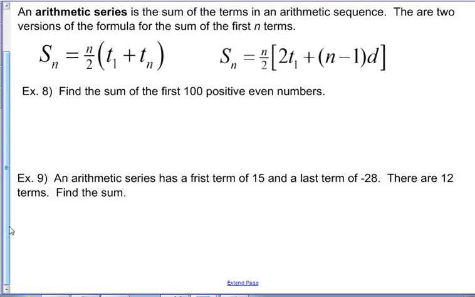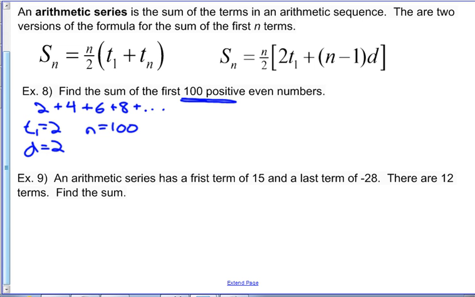Find the sum of the first 100 positive even numbers. So let's start writing them down. 2, and then we'd add on 4, and 6, and 8, and so on. In this series, we know that T1 is 2. The common difference, to get from 2 to 4, you add 2. 4 to 6, you add 2. 6 to 8, you add 2. So D is also 2, coincidentally. Okay, and now we're looking for the sum of the first 100. That means n is 100.